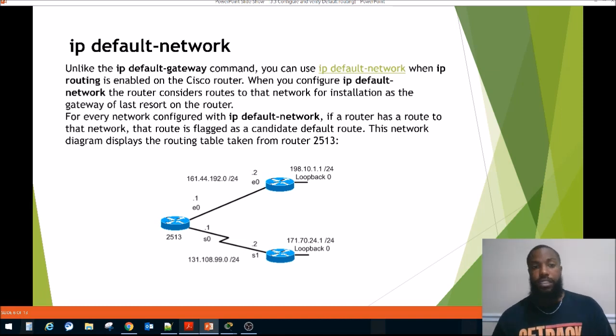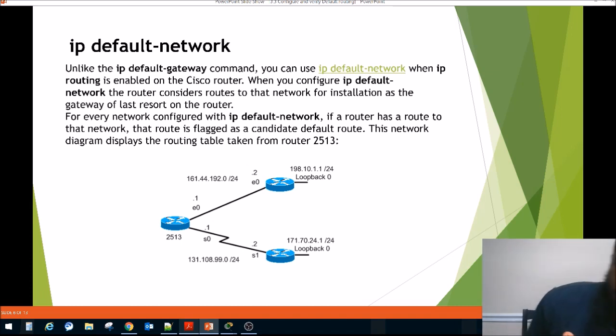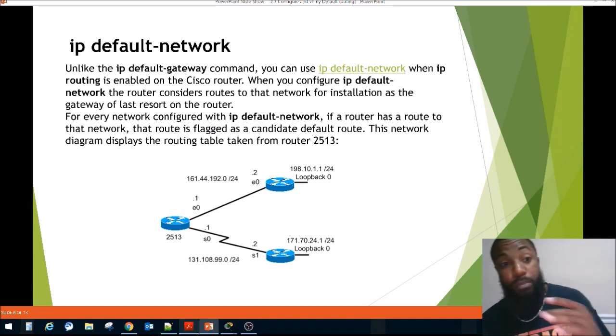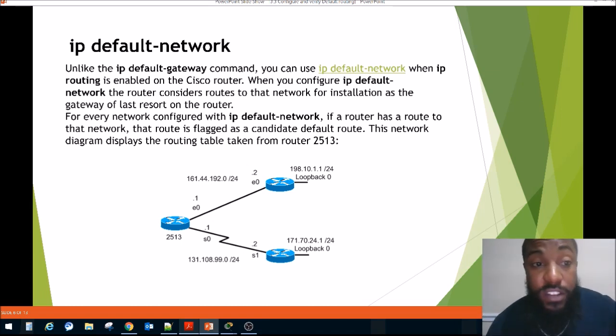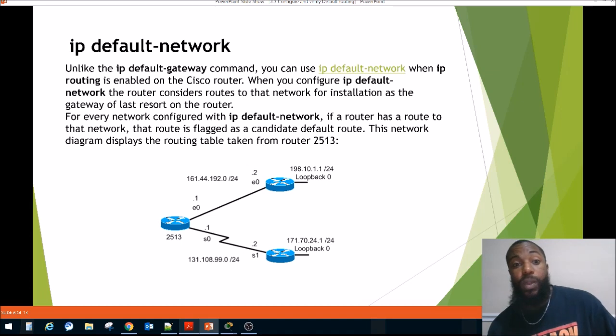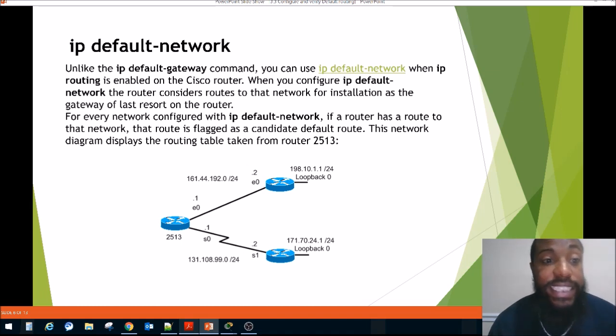And this is default network. Unlike the IP default gateway command, you can use IP default network when IP routing is enabled, when it's on, right? When you configure IP default network, the router considers routes to that network for installation as the gateway of last resort on the router, right?